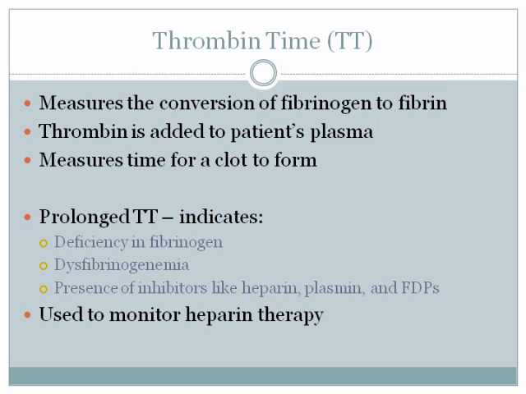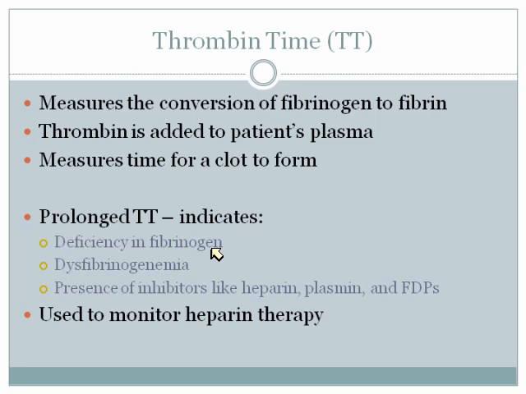So I'm going to go back to that slide I was on. So we're measuring the conversion of fibrinogen to fibrin. You're adding thrombin to their plasma, and you're measuring the time it takes to clot. So if you have an abnormal or prolonged thrombin time, so somebody's result took way too long, it could be one of three little things here.